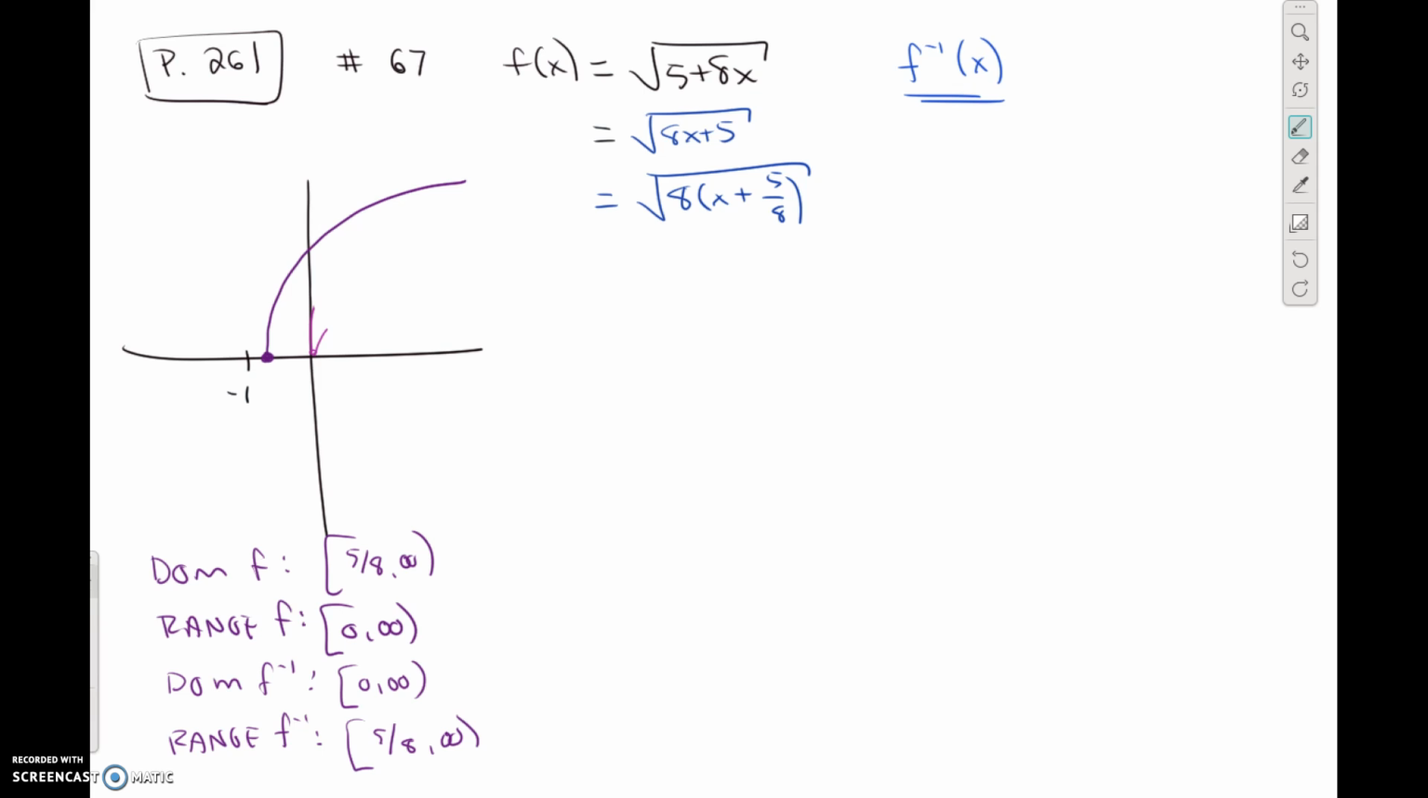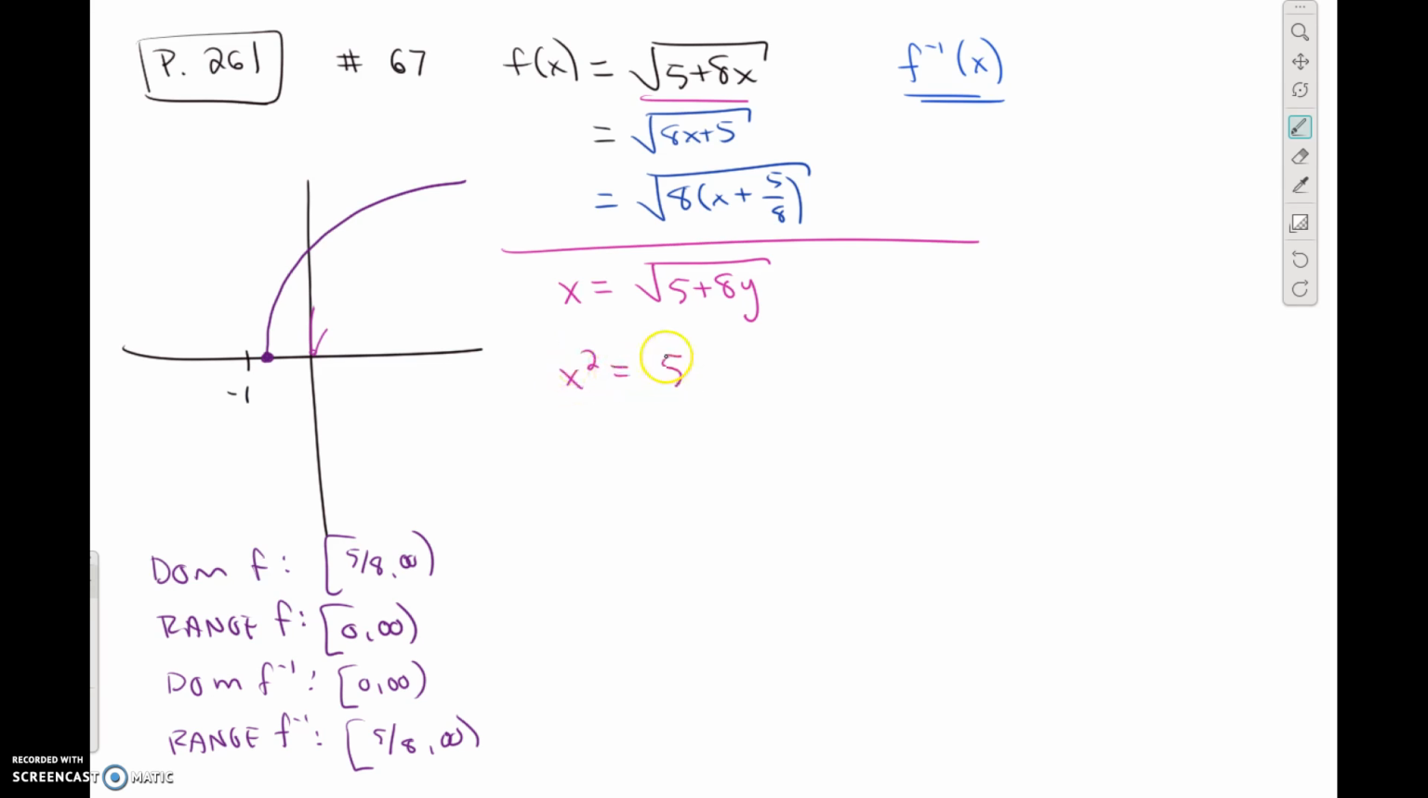All right, so let's find the inverse. I'm going to switch the x's and y's. So I'm going to make this x equals the square root of, I don't know which one is better. We could use this one, or we could use this one. It shouldn't really matter. I guess I'm going to use this one because it's a little easier: 5 plus 8x. Switch it to a y. x's to y's and y's to x's. Solve it. Square both sides.